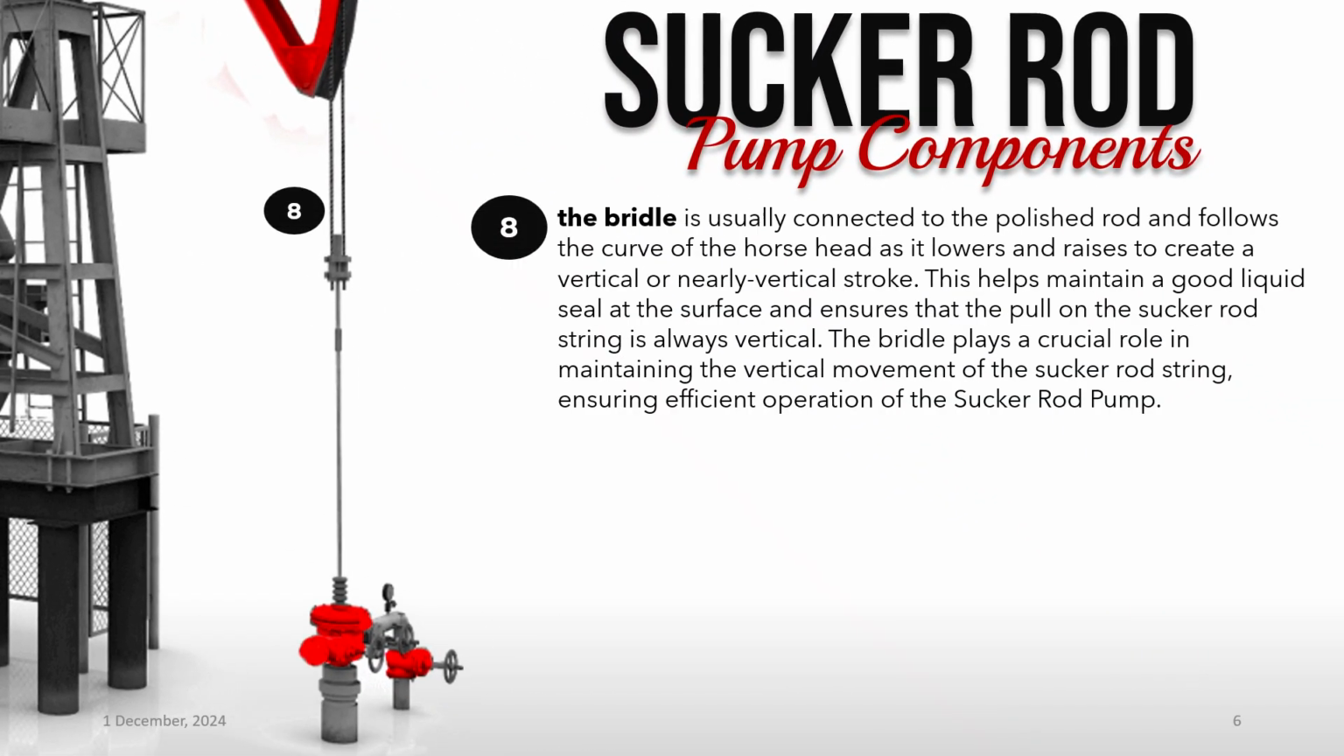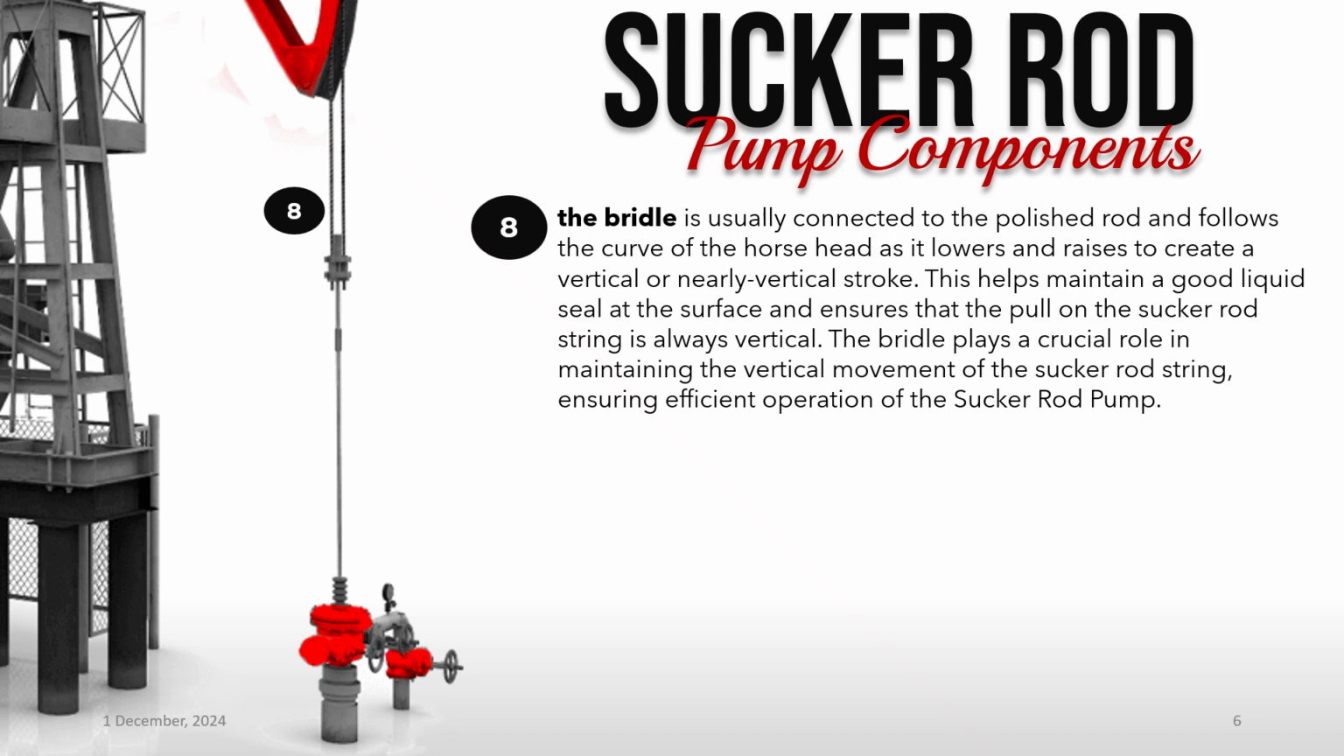Moving further down the system, we encounter the bridle. The bridle is typically connected to the polished rod and follows the curve of the horse head as it moves up and down. Its design ensures that the pull on the sucker rod string remains vertical or nearly vertical throughout the stroke. This vertical alignment is crucial for maintaining a good liquid seal at the surface and for efficient transmission of force to the downhole pump, minimizing wear and tear on the system.